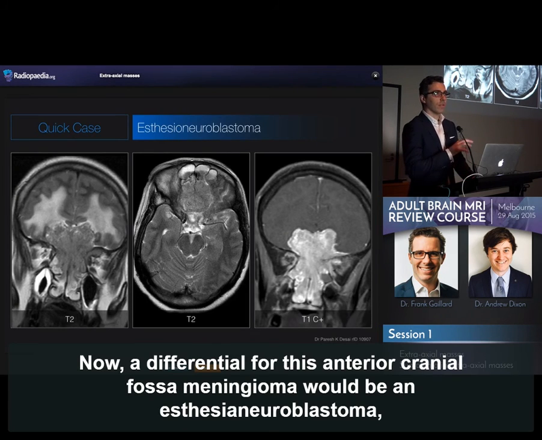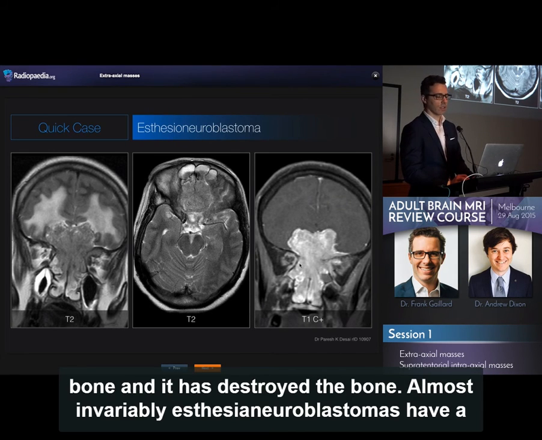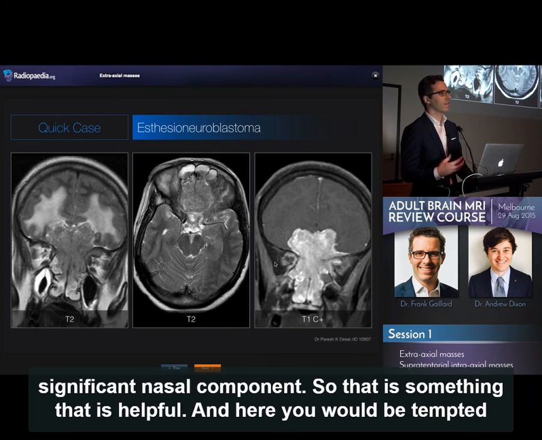They usually follow grey matter on both T1 and T2. Now, a differential for this anterior cranial fossa meningioma would be an esthesioneuroblastoma, which is a tumour of the olfactory epithelium. Note how in this case it's gone through bone and destroyed the bone, and almost invariably esthesioneuroblastomas have a significant nasal component. So that's something that's helpful.